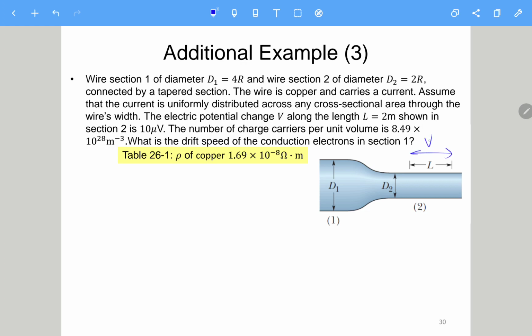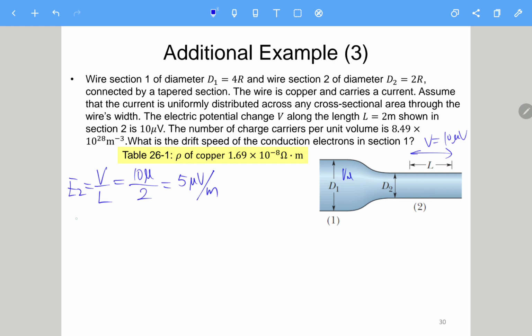Okay, so this is V to be 10 microvolt. The number of charge carried per unit volume, this is the charge density. So what is the drift speed of the conduction electron in section 1? So it asks you VD here. So here we try to get E2 equals V over L, assuming E is uniform. So V is 10 microvolt over 2 meters, which is 5 microvolt per meter. So this is E2 in this region.